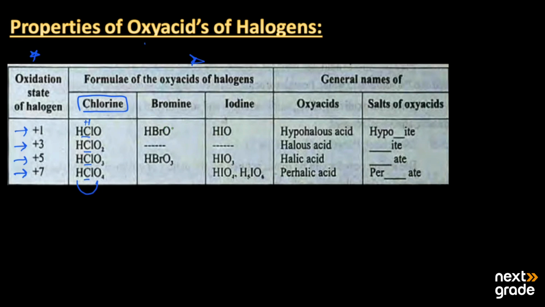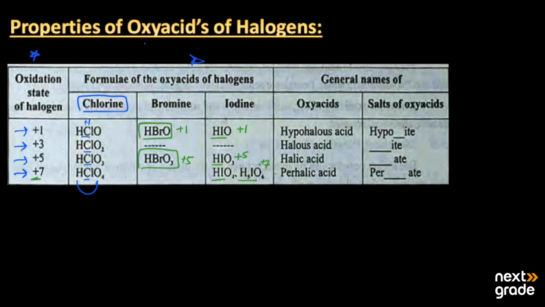Next we have bromine. Bromine is present in two oxyacid forms. The first is HBrO, in which the oxidation state of bromine is +1, and the second is HBrO3, in which the oxidation state of bromine is +5. And then we have iodine. Its first oxyacid is HIO, and the oxidation state of iodine is +1. Then the second is HIO3, in which the oxidation state of iodine is +5. And then we have its two different forms, HIO4 and H5IO6. Here, the oxidation state of iodine is +7.